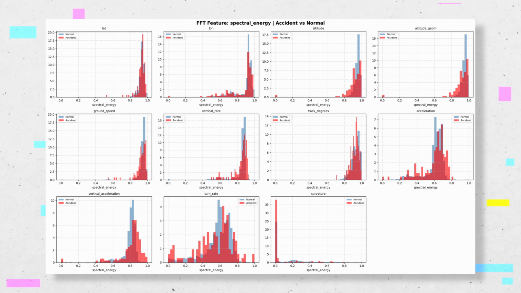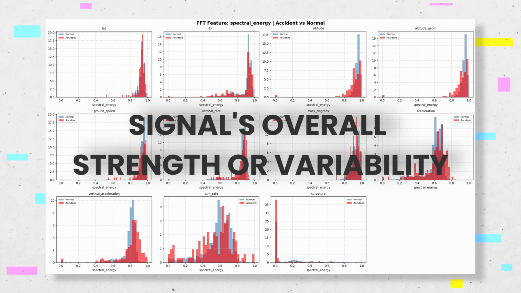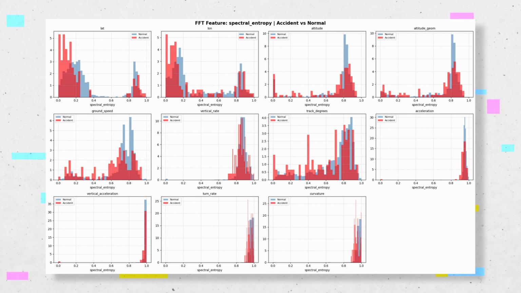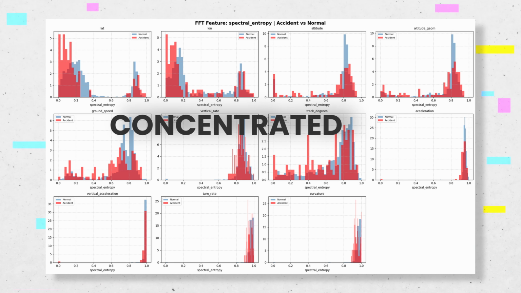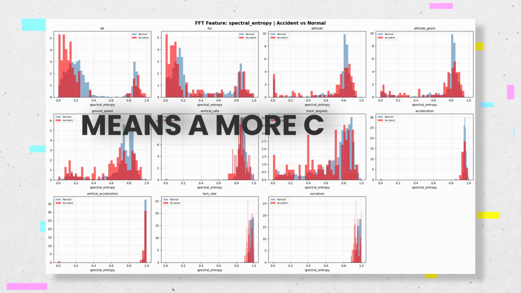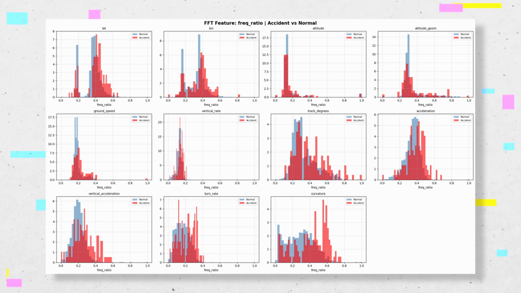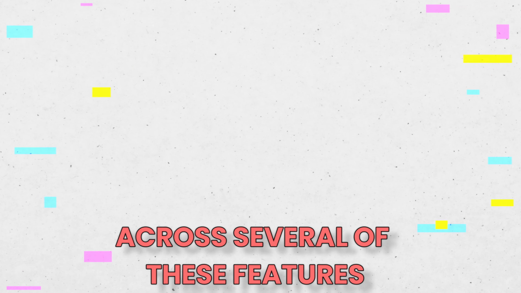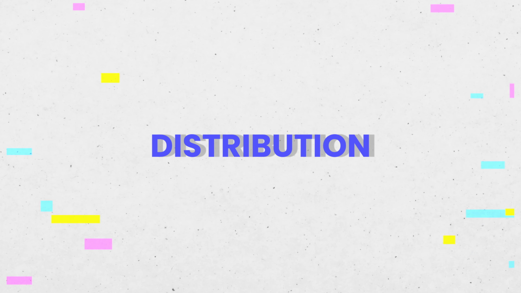Spectral energy is the total power in the spectrum, the signal's overall strength or variability. Spectral entropy measures how the energy is distributed across frequencies. Concentrated in a few frequencies means a regular, structured signal. Spread across many means a more complex, unpredictable one. And finally, the low versus high frequency energy ratio splits the spectrum in half, asking how much of the signal comes from slow, smooth changes versus fast, sudden ones. Across some features, accident flights tend to separate from normal ones in their distribution, a potentially useful pattern for a model.